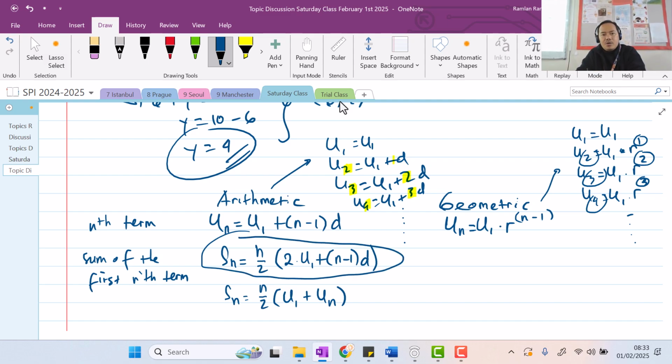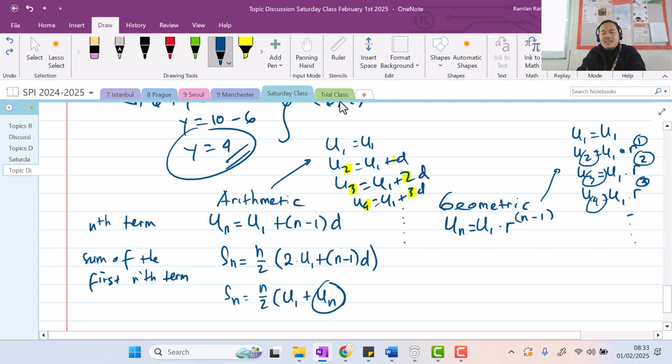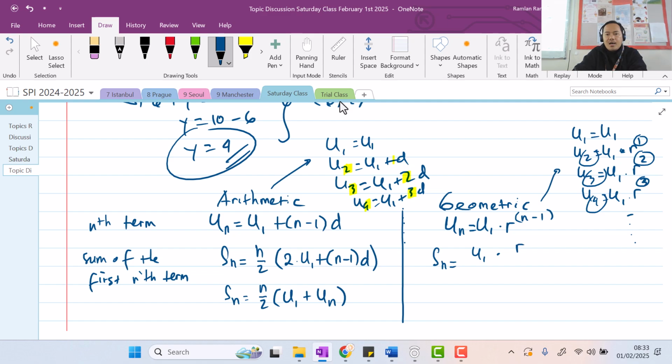So for both of these formulas, it's very common to use this one over here instead of the second one. If you want to use the second one, make sure that you know the last term of that. We call it the series, ya. Kalau ada tambah-tambah-tambah itu namanya series ya, bukan sequence. Ya, tapi sama aja sih konsepnya itu aja. Okay, so for the geometric series there will be Sn equals u1 times r to the power of n minus 1 over r minus 1. So that is for Sn.